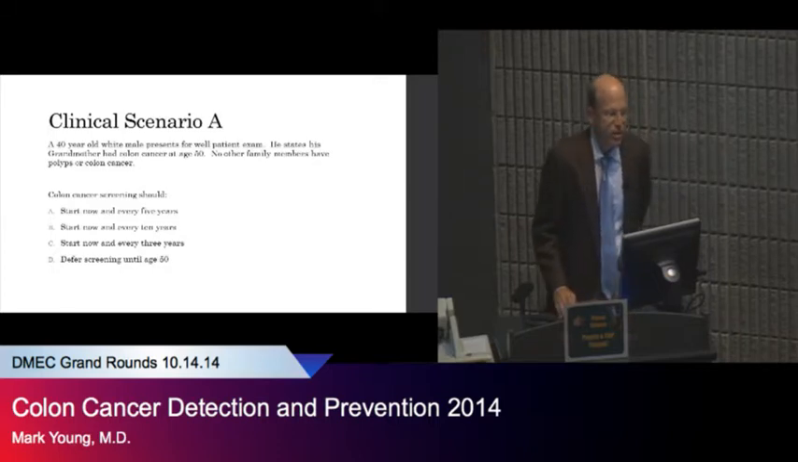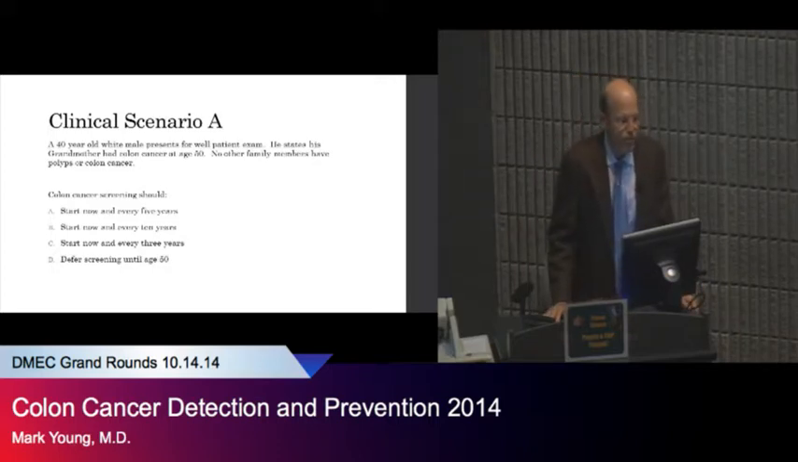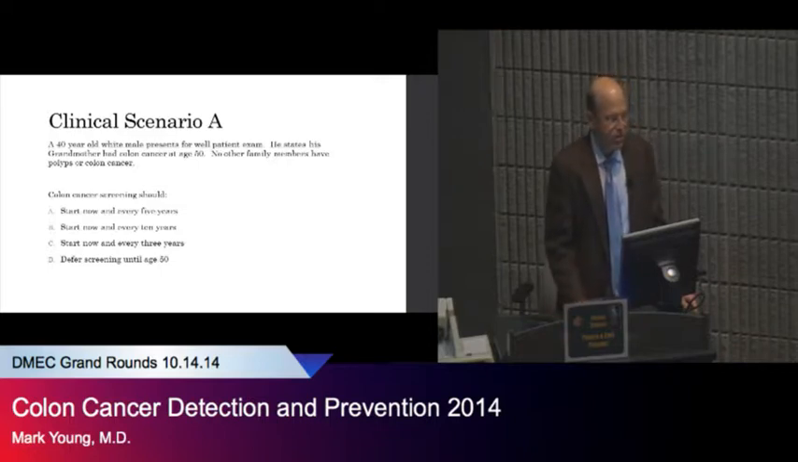So the first clinical scenario that we have is a 40-year-old white male presents for a well patient examination. He states his grandmother had colon cancer at age 50. There are no other family members who have colon polyps or colon cancer. Colon cancer screening should start now and every 5 years, start now and every 10 years, start now and every 3 years, or we should defer screening until age 50. So a 40-year-old with a family history of a grandmother at age 50 presents for colon cancer screening. Should we start now and every 5, start now and every 10, start now and every 3, or should we defer screening until age 50?